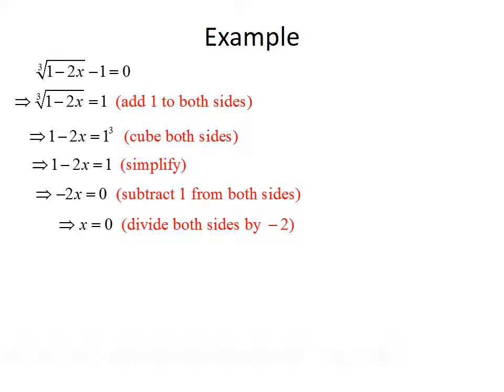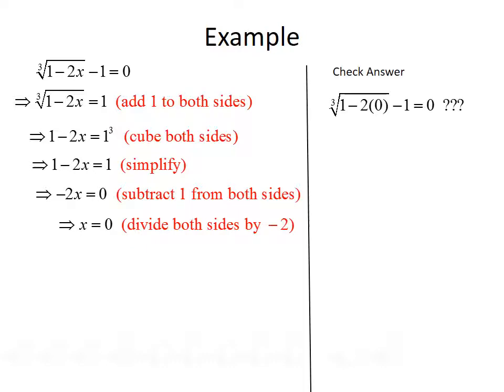But remember, with a radical equation we must check our answer. So we can plug 0 in for x in our original problem, giving us the cubed root of 1 minus 2 times 0 minus 1 equals 0, and we want to verify that this is true. Now 2 times 0 is 0, so underneath the radical we'll wind up with the cubed root of 1 minus 0, which is the cubed root of 1. The cubed root of 1 is 1, so we have 1 minus 1 equals 0. And 1 minus 1 does equal 0, so this checks out. This means that x equals 0 is a solution.